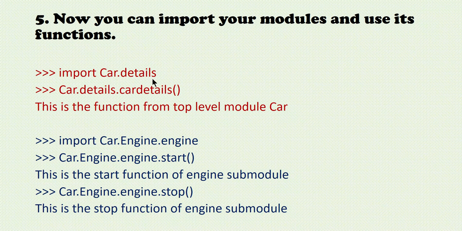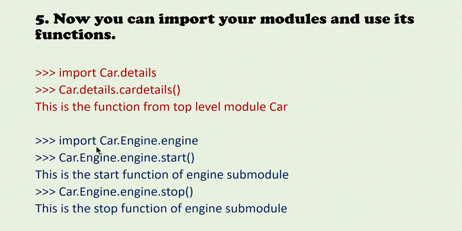Every time you want to use a function inside the module, you have to refer to it with the dot notation. So here, car.details.car_details. When you type that, whatever the function has been written for will be displayed. This is the function from the top-level module car. This is the message that I have typed, right? So that will be displayed. Here, you have created a library routine, your own package, car, and then you have imported your package and started using the functions.